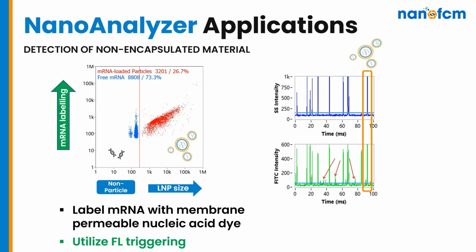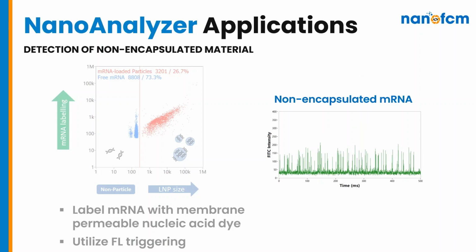They trigger the side scatter detector, and they also have a coinciding fluorescent signal. Both detectors are well resolved here. We can see each of the events as an individual in time, and we find that there are signals in the fluorescent detector when we're in fluorescent triggering that don't coincide with a particle, as we've indicated with these sets of red arrows. Those events show up in the blue trace as free mRNA or nucleic acid cargo that's outside of a particle.